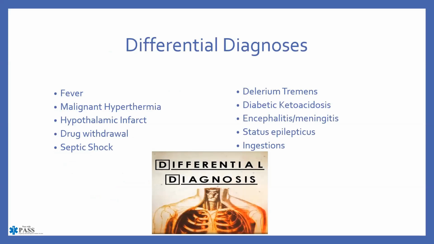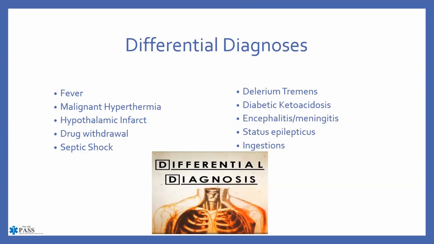And then we should be thinking about our differential diagnoses. Is it malignant hyperthermia? Have they had any type of surgery and been under anesthesia? That can make them malignant hyperthermic, potentially, not always. Hypothalamic effects, septic shock. Did they ingest some kind of poison? Do they have an encephalitis? Do they have diabetic ketoacidosis?